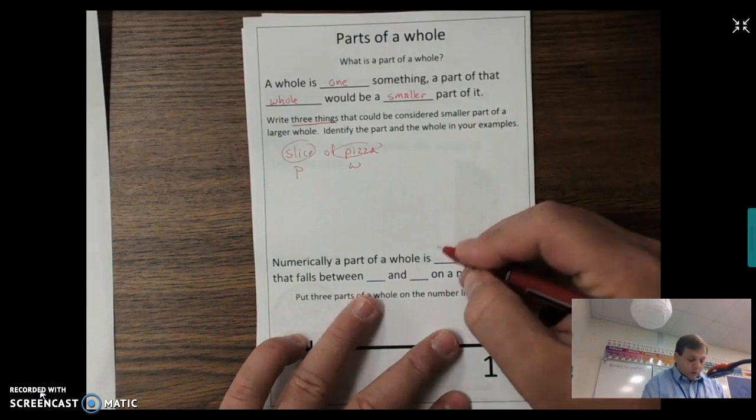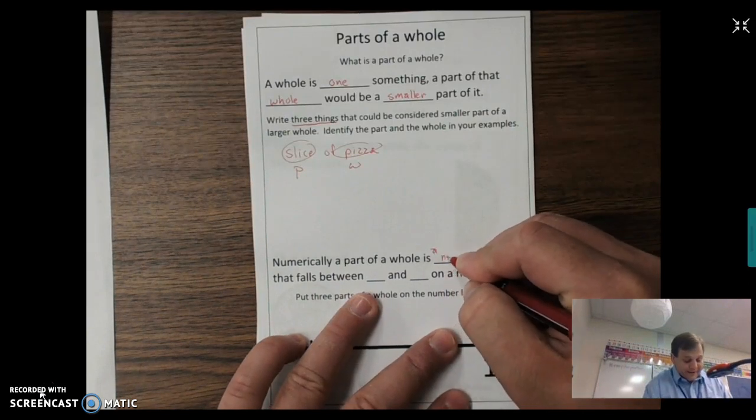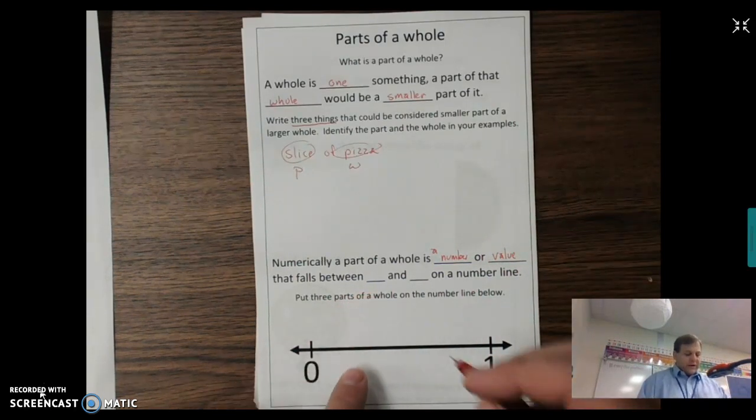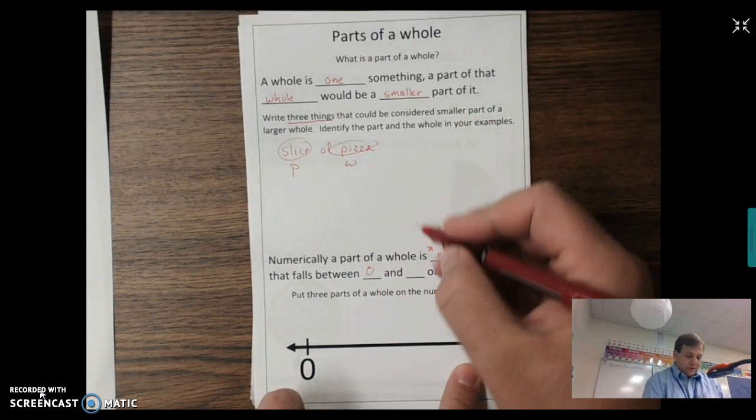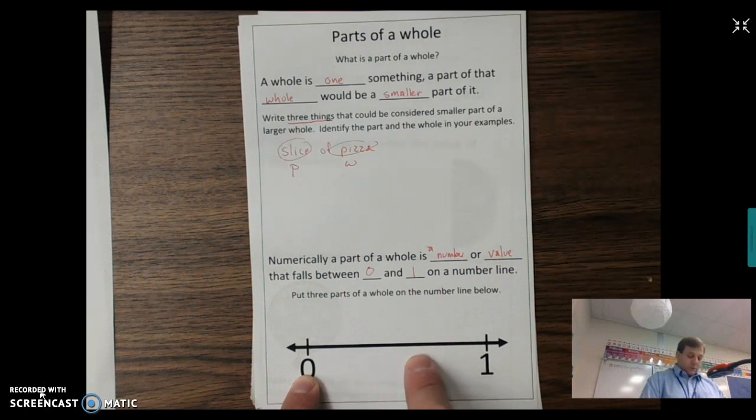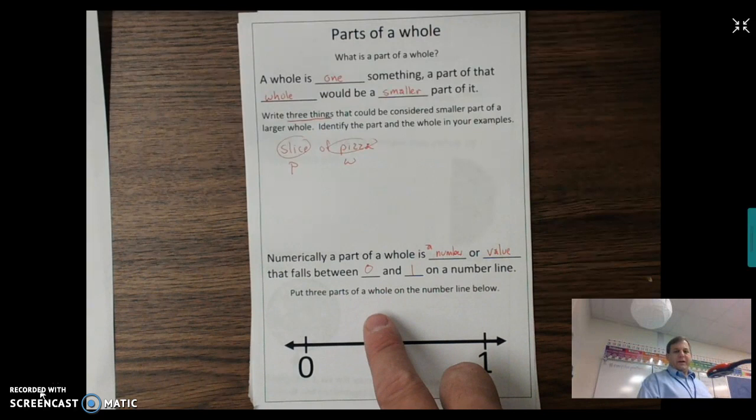Numerically, a part of a whole is a number or value that falls between 0 and 1 on a number line. It is not one whole, it is somewhere in between. It is part of that one whole. Right now, I'm going to pause the video. I want you to place 3 parts of a whole on the number line that you know.